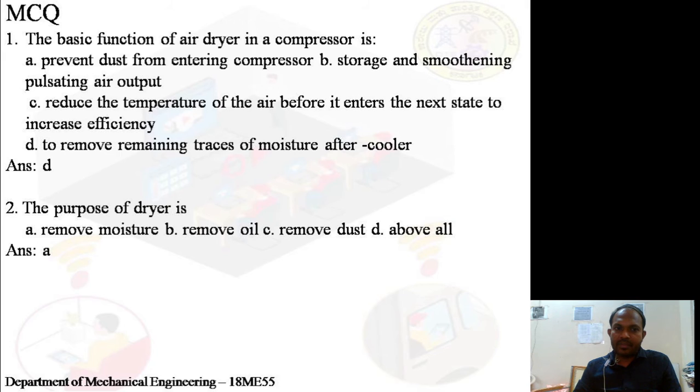Storage and smoothing of pulsating air output? No. Storage and smoothing of pulsating air output is done by the receiver. This is the function of the receiver.